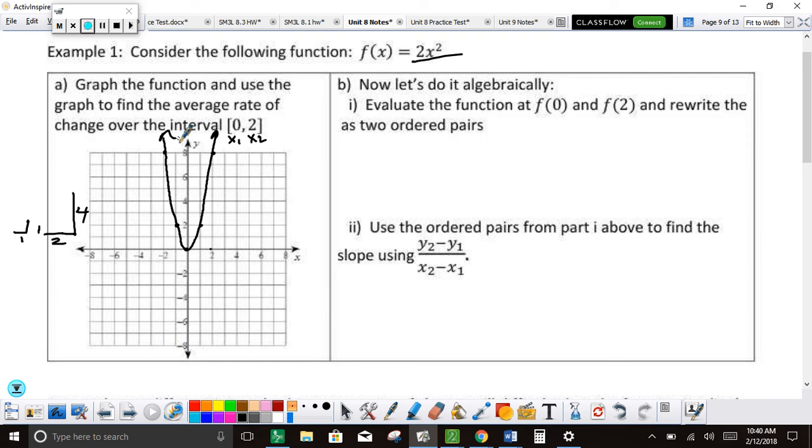So graphically, if I wanted to find this average rate between 0 and 2, it's talking about this interval to this interval. So what x values, what y values are there? I'm starting right here. This is my y value. How do I get from point to point? I go plus 8 over 2. So my slope would be 8 over 2, which is 4.